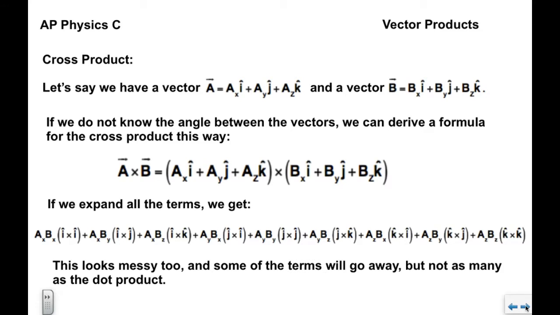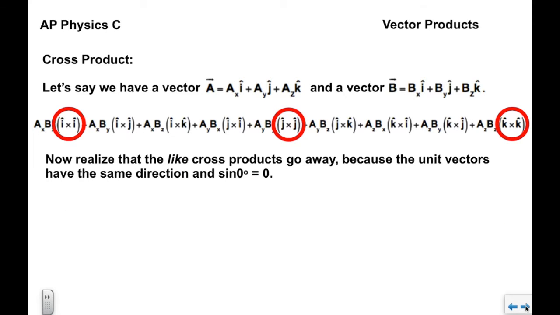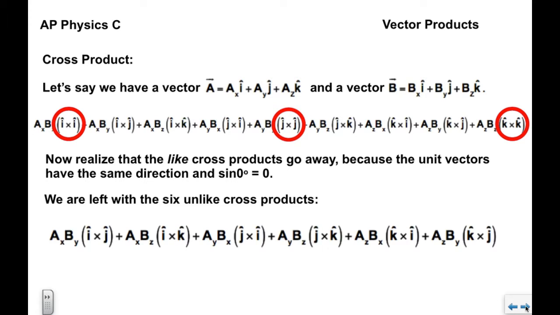Now again, it's a mess. Some of the terms will go away, but not as many as we saw in the dot product. When we look at the expansion here, we'll see that the like cross products go away because there's an angle of 0 degrees between them and the sine of 0 is 0. So those 3 terms will go away, and we are left with the unlike cross products.